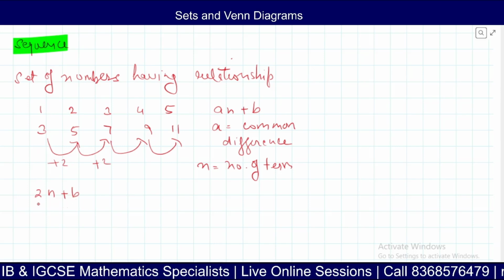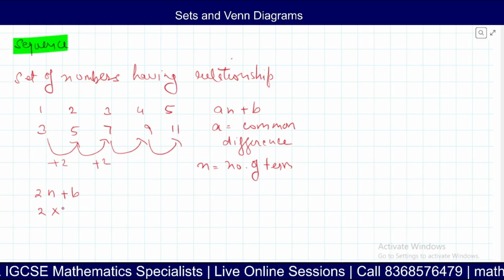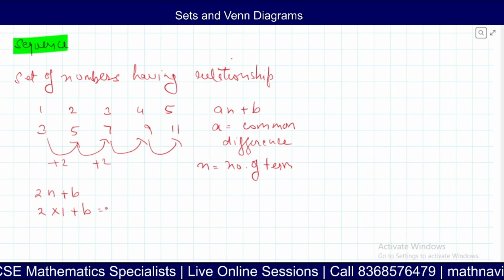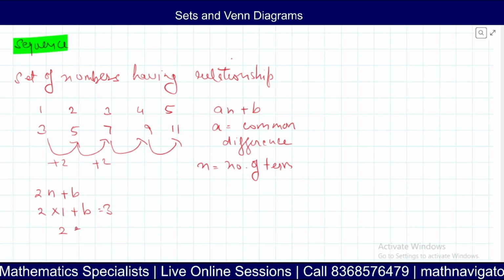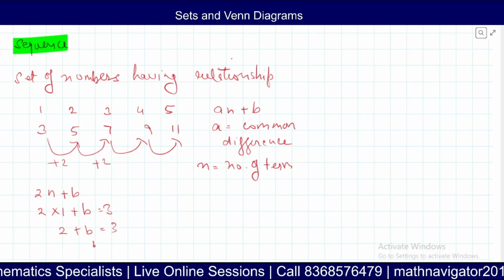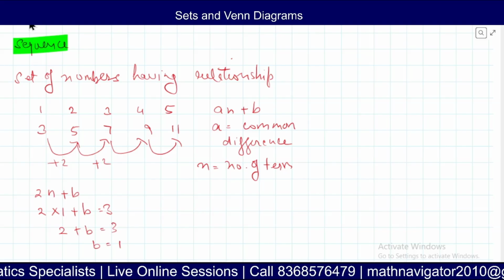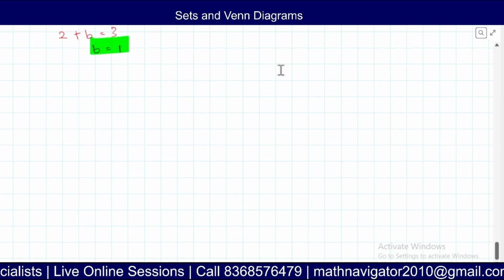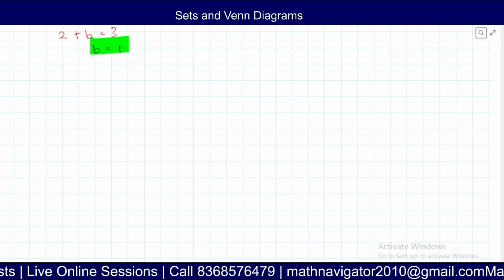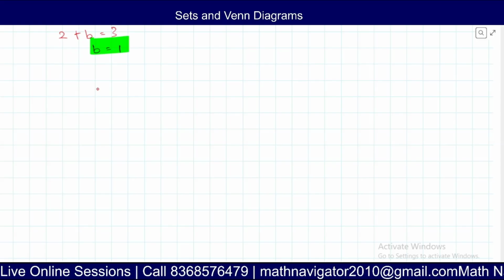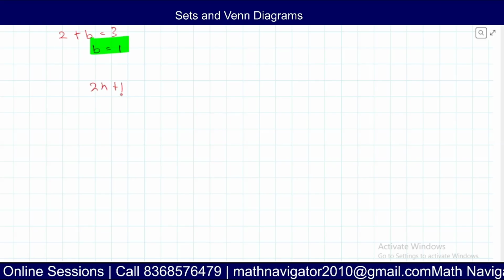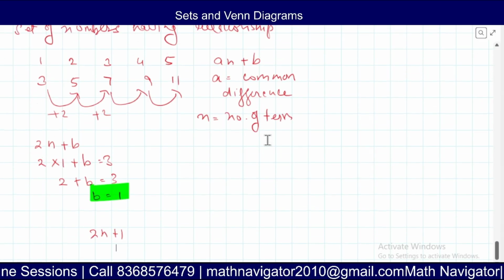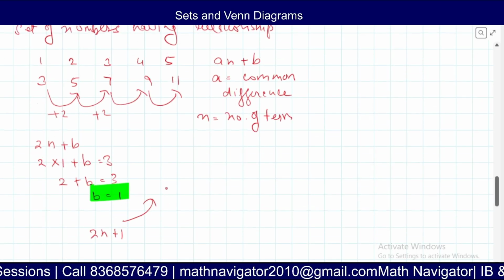Now I want to find b. So if my first term is 3, I'll put 2 times 1 plus b is equal to 3. So 2 plus b is equal to 3. So b is equal to 1. Right. So now I have b is equal to 1, so my formula becomes 2n plus 1. That means this is called the nth term rule.